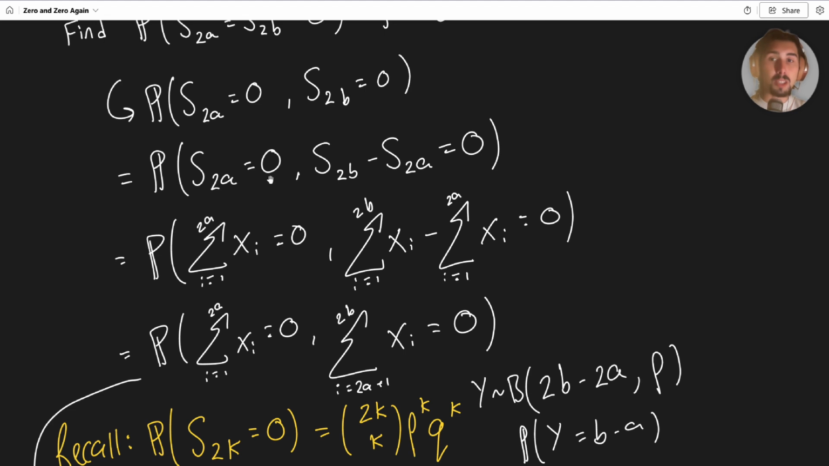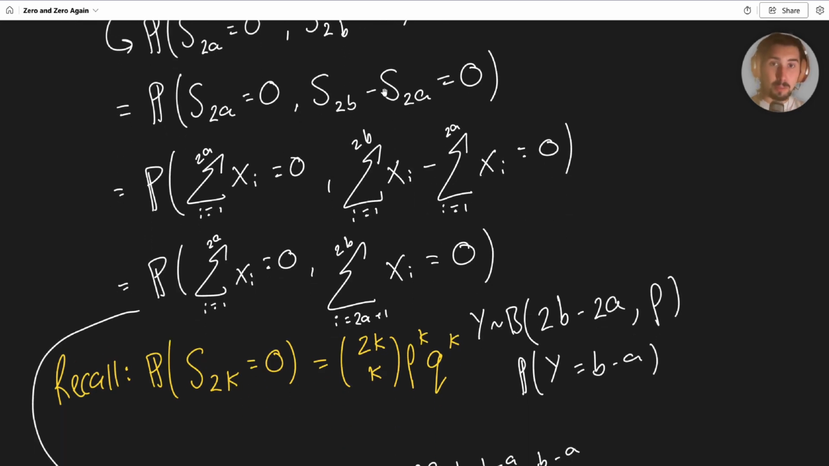So what you do is you separate it into two independent events. And this is an incredibly important concept that will be used again and again in these videos. So we split this into the sum of the first 2a terms is 0, and the difference between the sum of the first 2b terms and the sum of the first 2a terms is 0 as well, because that's the equivalent of up here. It's just rewriting it in a clever way.